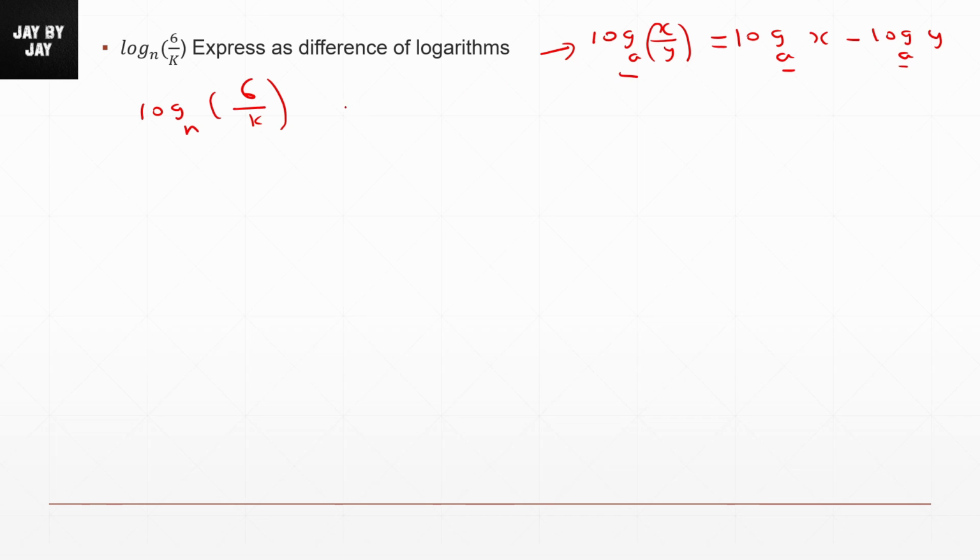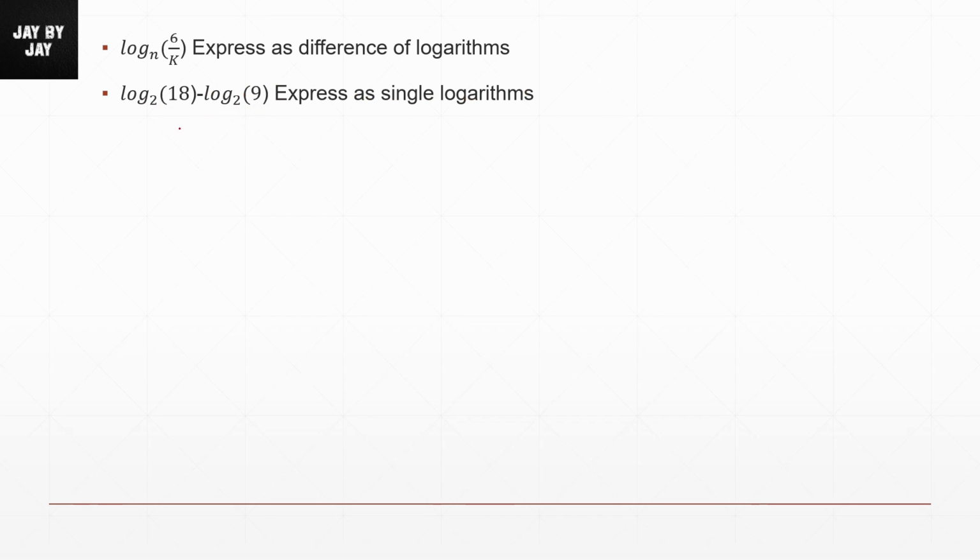Applying the same concept here, the log base is n. What is the x value here? x is 6, minus log base n of k. This is what they are asking. Next, let's move to the next example. In the second example, I am going to delete the first one. The second example asks us to express as a single logarithm.